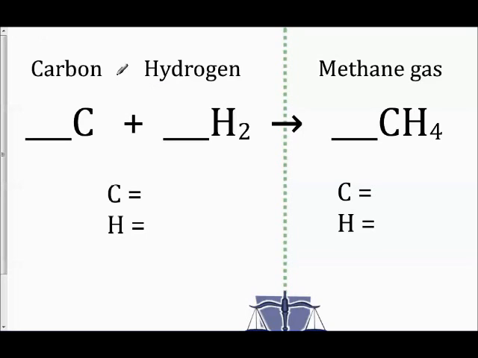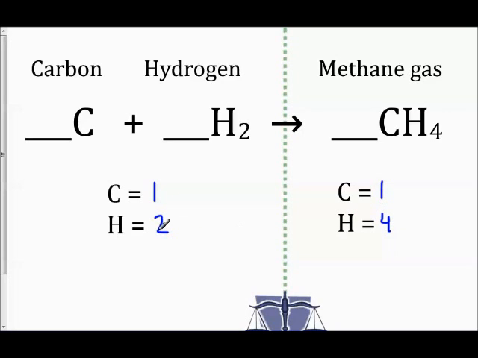Here's carbon and hydrogen coming together to produce methane gas. So what I'm going to recommend is that you pause the video and try this on your own first, and then restart and check and see how you did. Okay, so here we go. Count up what we have on each side. We have 1 carbon atom and 2 hydrogen atoms over here on the reactant side. On the product side, we have 1 carbon and 4 hydrogens. So we are not balanced.